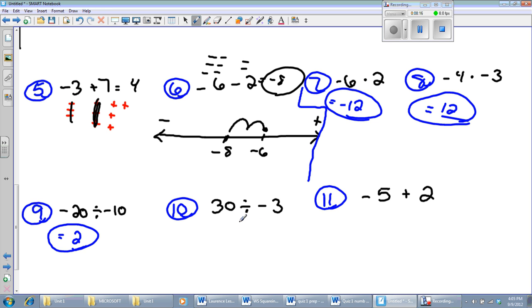All right. Number 10, 30 divided by -3. I said the word negative once. It's going to be a negative answer. 30 divided by 3 is 10, and there you go.